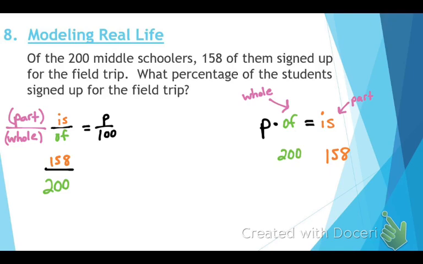And do I know what my P is? Nope. So we're going to keep that there as a P over 100. Now I want you guys to try it on your own to see what answer you come up with. You're trying to figure out what percentage of the students signed up for the field trip. All right, so go ahead and do it right now on your own.